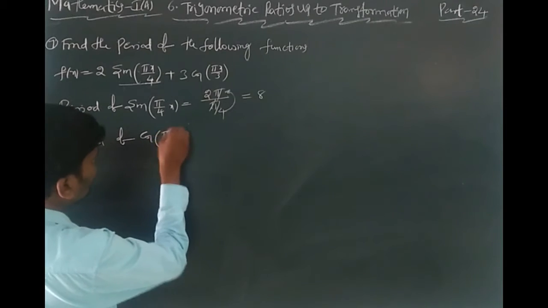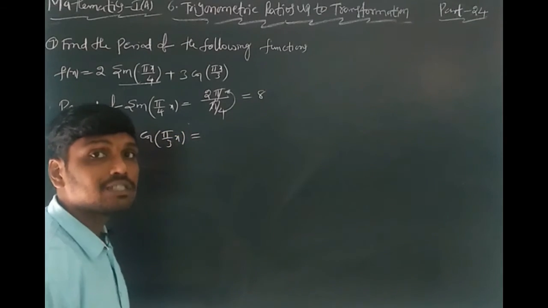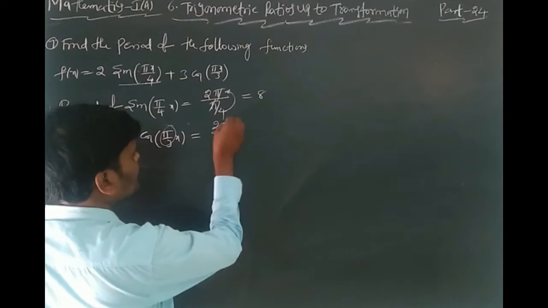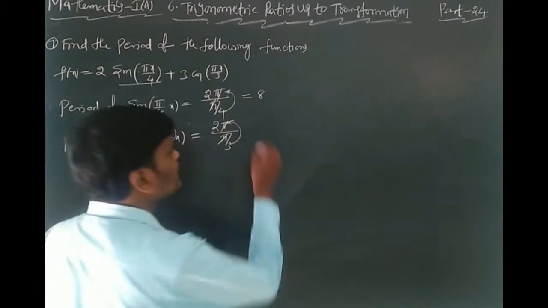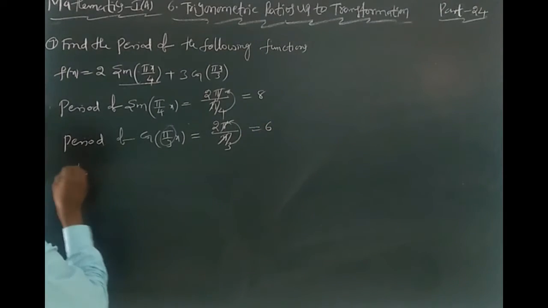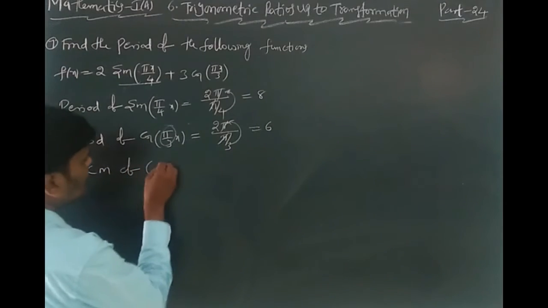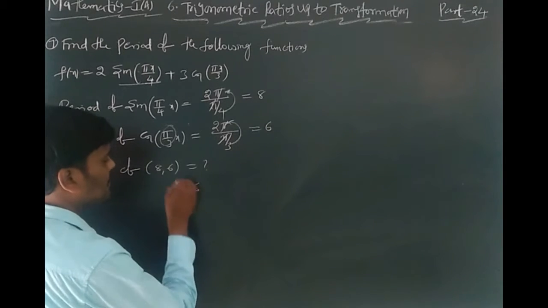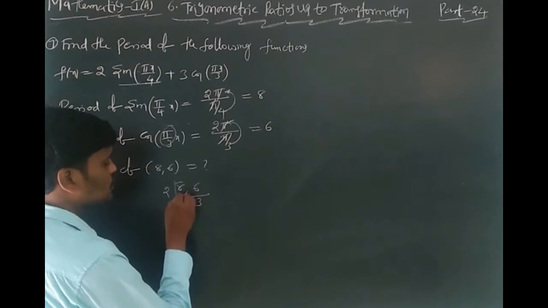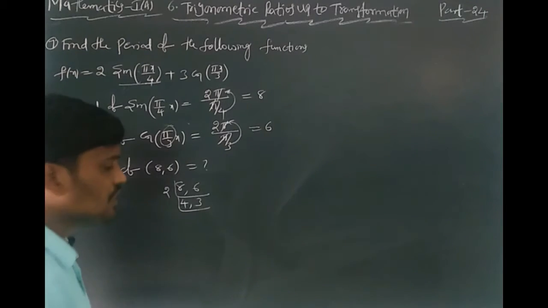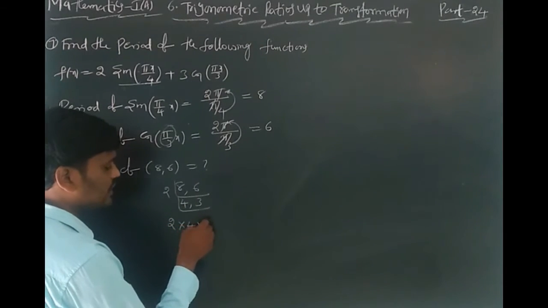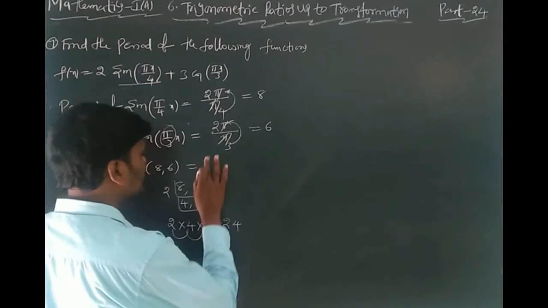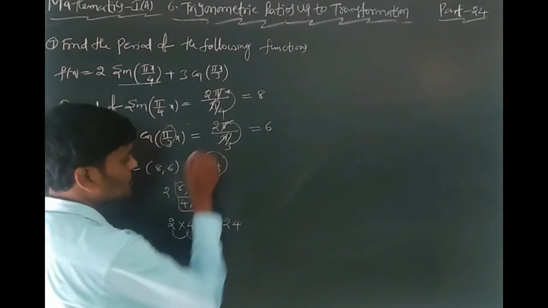Next, the period of cos of pi by 3 x. What is the period? 2 pi by mod a, where a is pi by 3. Pi cancels, and 3 goes to the numerator: 3 2s are 6. After that, therefore, the LCM of 8 comma 6. What is the LCM of 8 comma 6? 2 4s are 8, 2 3s are 6. After that 2 into 4 into 3. This is the LCM: 2 4s are 8, 8 3s are 24. The LCM of 8 comma 6 is 24.